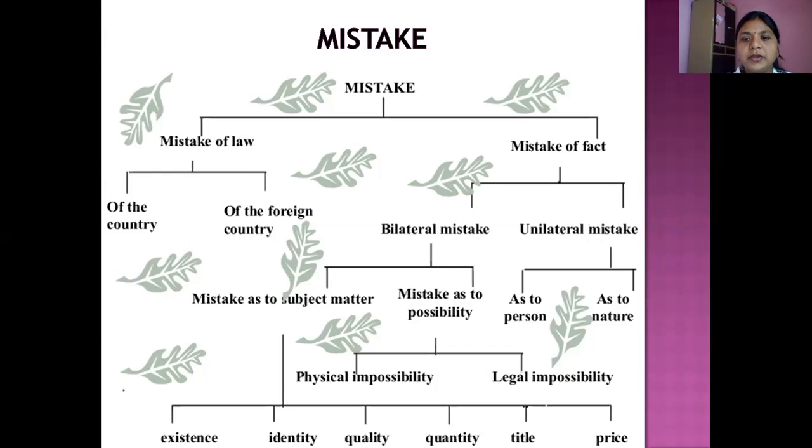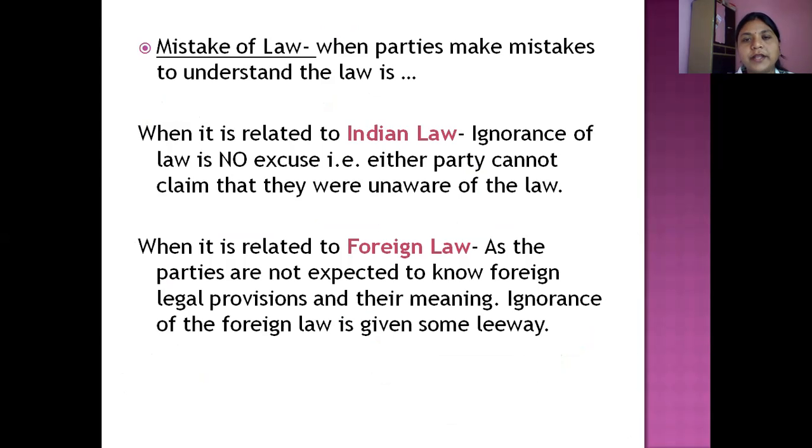Okay. And unilateral mistake as to person, as to nature: when somebody is not able to identify the right person to contract with, or misunderstands the person, it is called mistake as to person. Mistake as to nature means misunderstanding the nature of the contract. When the person is not able to understand the nature of the contract, it's called mistake as to nature. They all make the contract void.